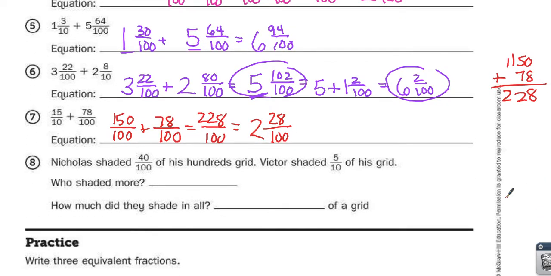Nicholas shaded 40 hundredths of his grid. Victor shaded 5 tenths. Who shaded more? I could do this two ways. I could say, well, Nicholas shaded 4 tenths because 40 hundredths is equivalent to 4 tenths. Or I could say that Victor shaded 50 hundredths and then compare. So if I do that, Victor shaded more. How much did they shade in all? Well, if I kept 40 hundredths and 50 hundredths, that would be 90 hundredths. But that is also equivalent to 9 tenths of a grid.